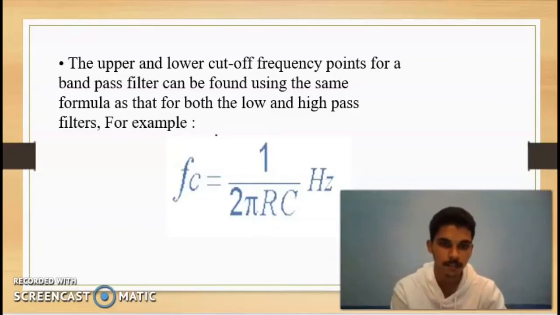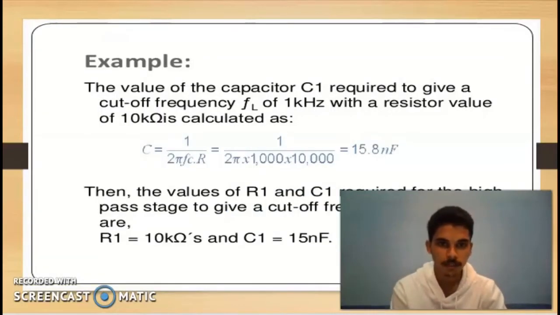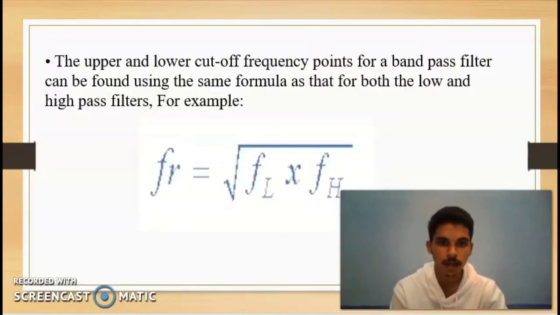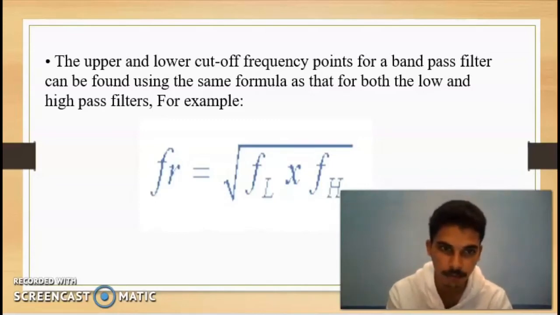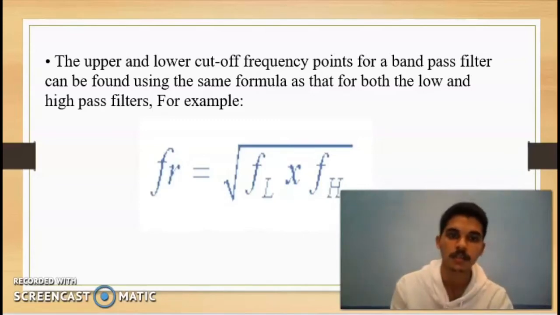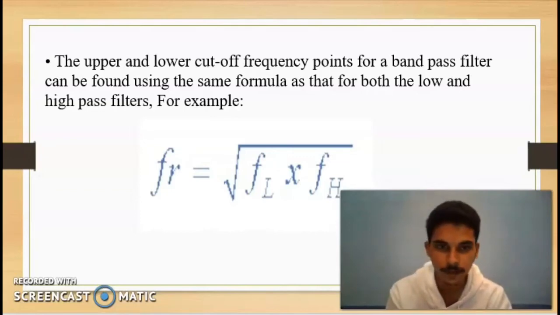For example, these are the formula for the frequency. So for example, the value of the capacitor C1 required to give a cutoff frequency FL of 1 frequency with a resistor value of 10 is calculated in the example below. So the upper and lower cutoff frequency points of a band pass filter can be found using the same formula as for both the low and high pass filter. These are the example of the formula.